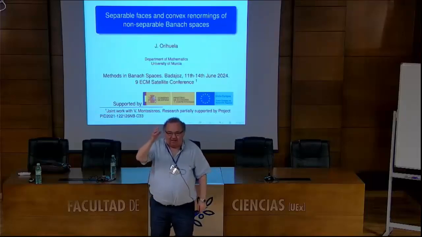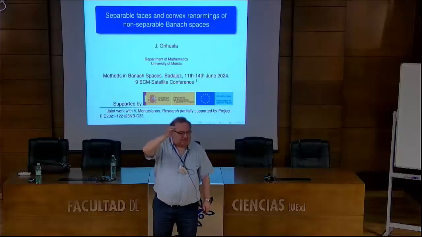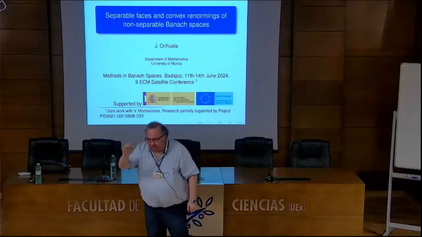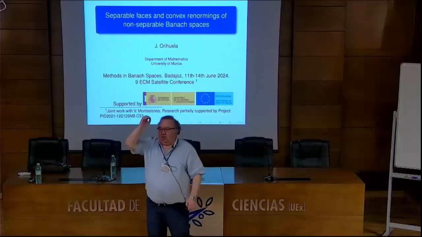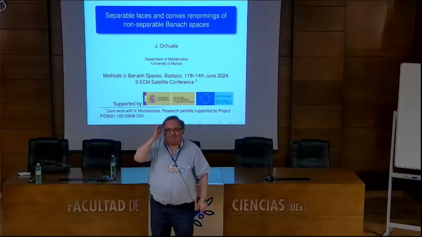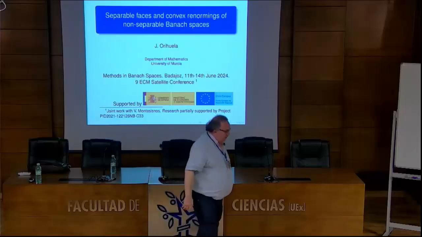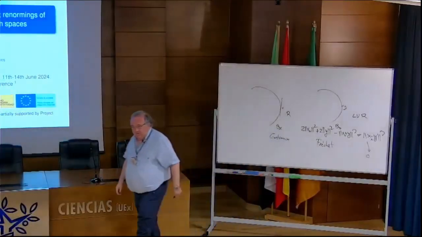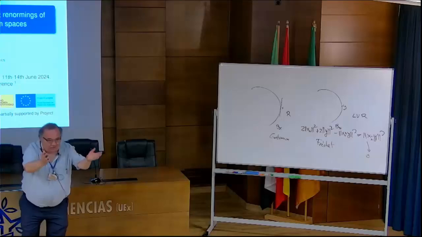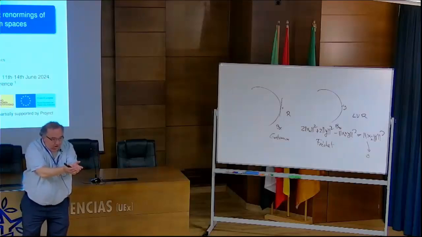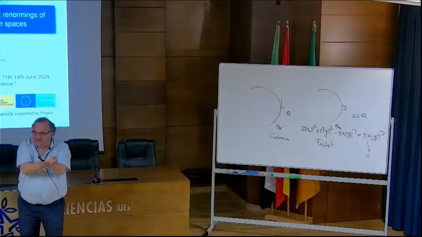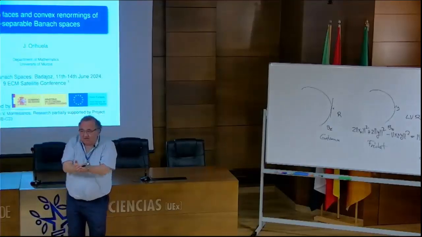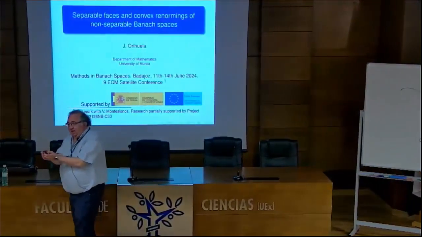A Banach space admits a strictly convex norm if and only if there is another one with separable faces. That's all. So it's necessary to glue a ball with separable faces, a polyhedral with separable faces. This is strict convexity, if and only if.